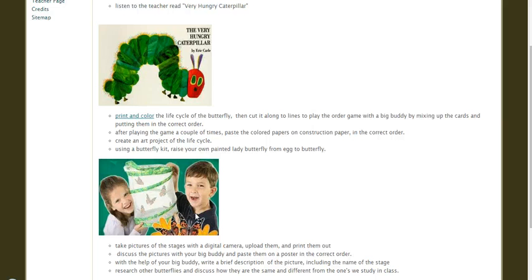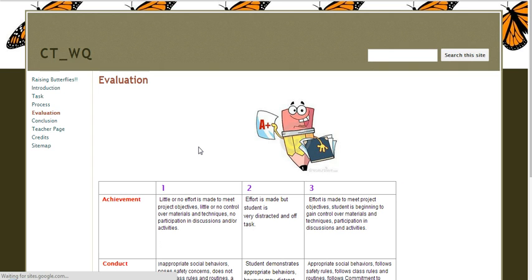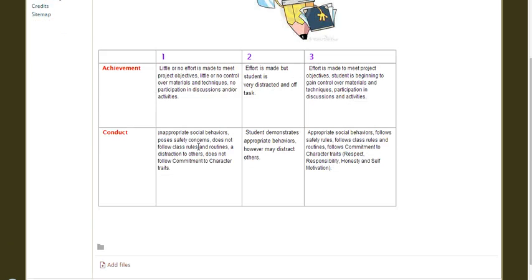They'll also do research on different types of butterflies and see how they're similar and different. The evaluation is pretty simple because it is only kindergarten, so it's basically just based off effort and how focused and attentive they are.